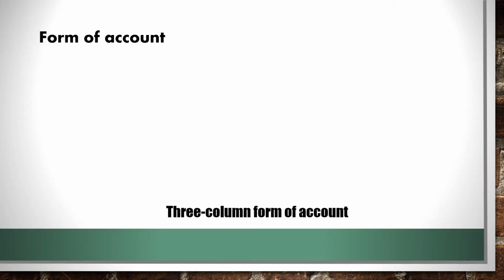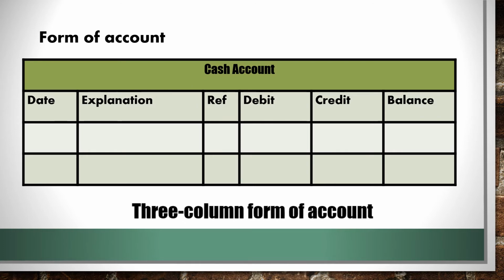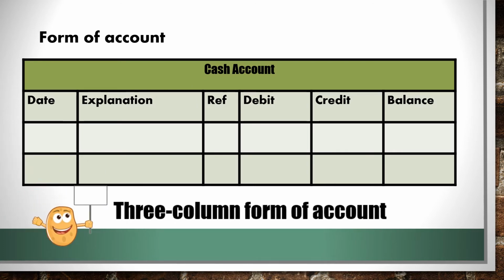Second format is called the three-column form of account. It's more structured and normally used in practice in ledgers. It has three money columns: debit, credit and balance. The balance in the account is determined after each transaction.